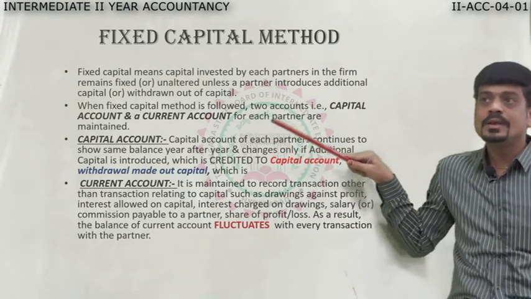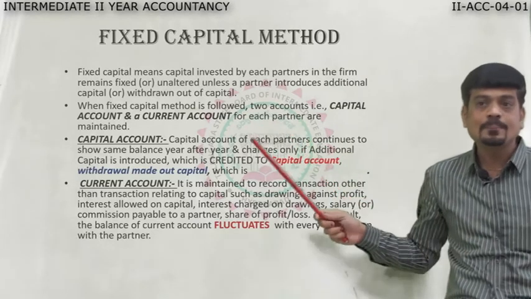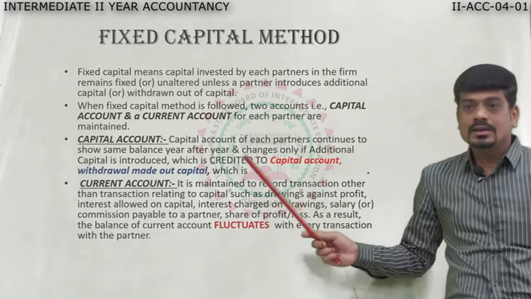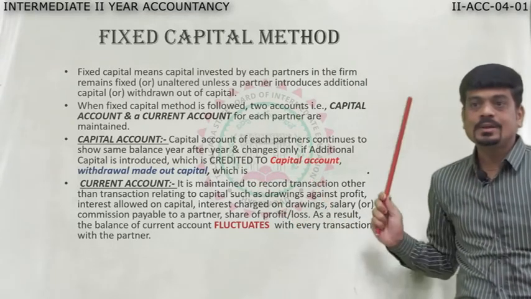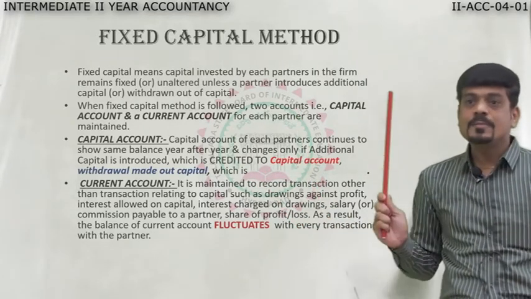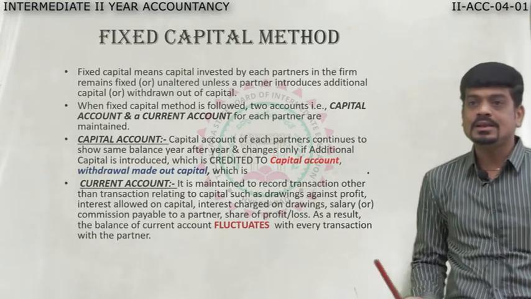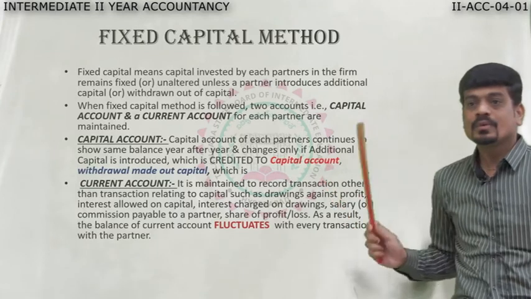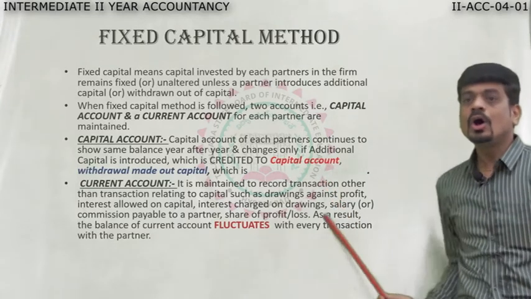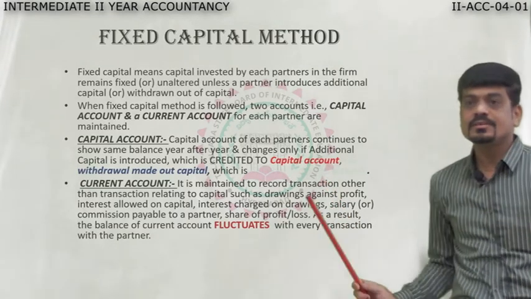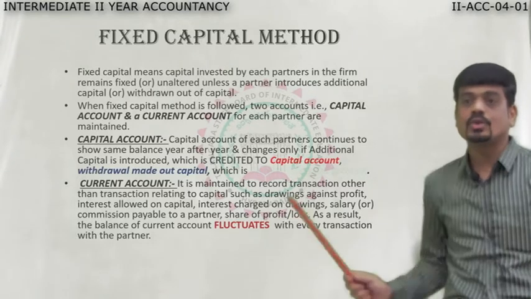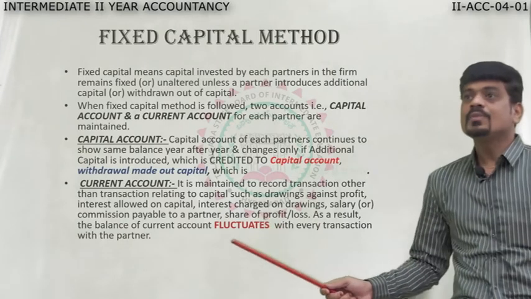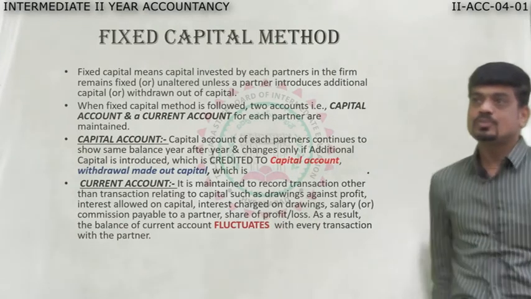And in this we maintain two accounts. One is called the capital account and one is called the current account. Under the capital account, the amount of capital remains the same, and if we make any drawings out of capital, we debit it to the capital account. Whereas in the current account, all the transactions like interest on drawings, drawings made out of profit, and salary are accounted, and thereby the balance will fluctuate.